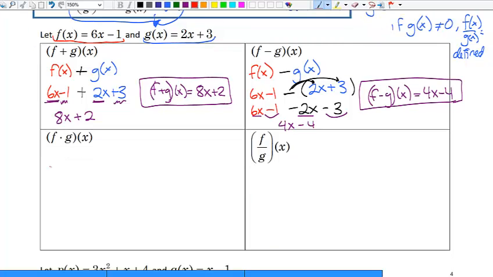Next we have f times g of x, which is f of x, multiply, because my operation is multiply, g of x. My red f of x function is 6x minus 1. Again, I'm going to use parentheses because I need to multiply the entire polynomial f of x times the entire polynomial g of x.